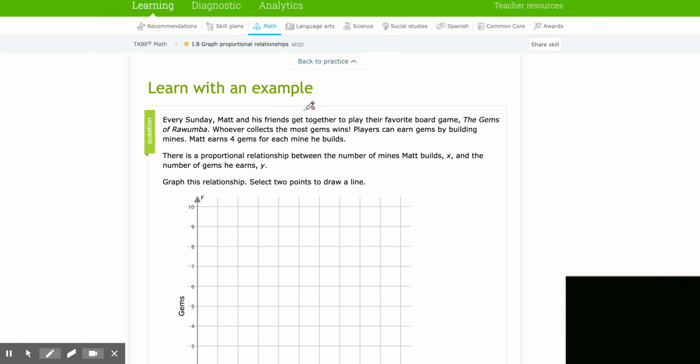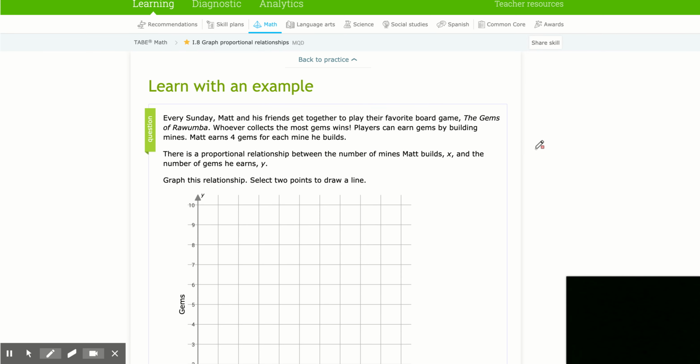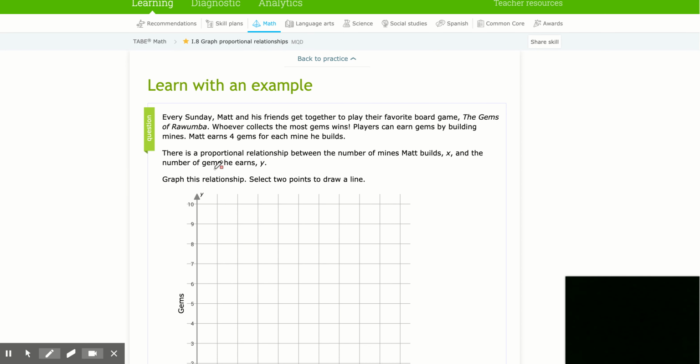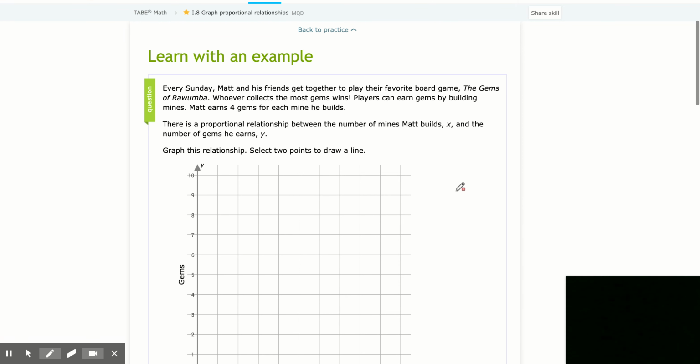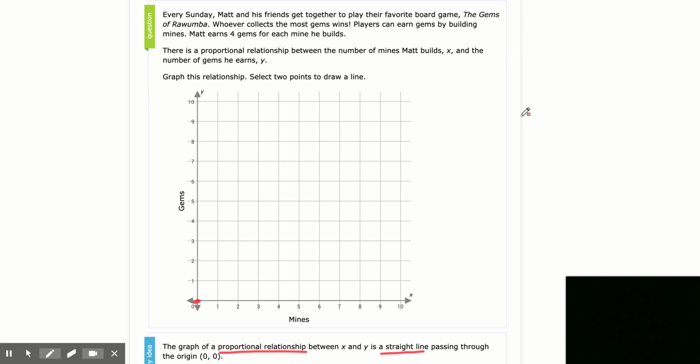So every Sunday, Matt and his friends get together to play their favorite board game, the Gems of Ravumba. Whoever collects the most gems wins. Players can earn gems by building mines. Matt earns 4 gems for each mine he builds. So there is a proportional relationship between the number of mines that Matt builds and the number of gems he earns. So they want us to graph this relationship.